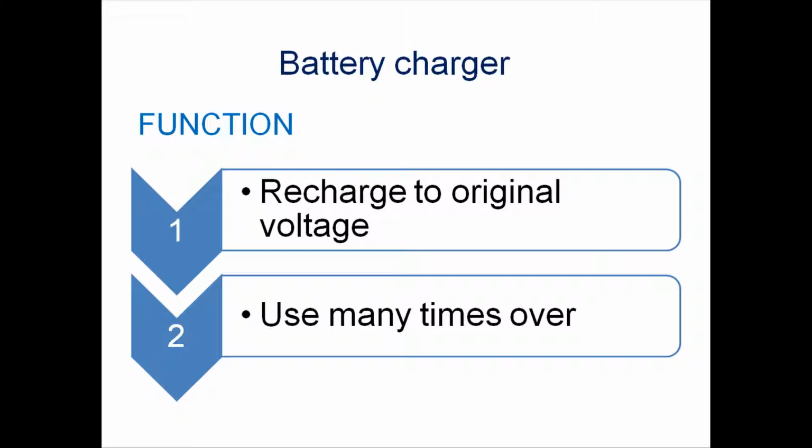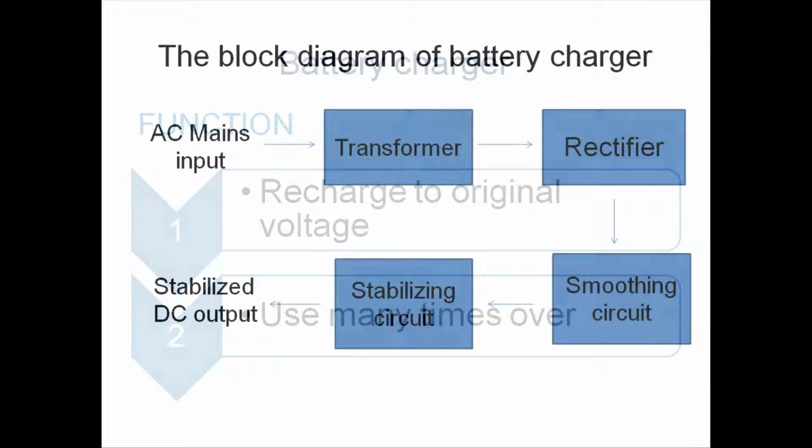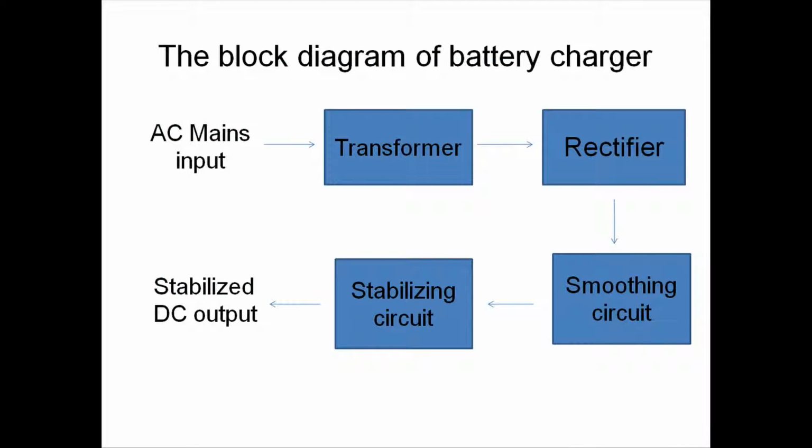As you can see in the picture, this is the block diagram of a battery eliminator. In the battery eliminator, we have a transformer, rectifier, smoothing circuit, and stabilizing circuit. Let's see the function of each block in the diagram of a battery eliminator.